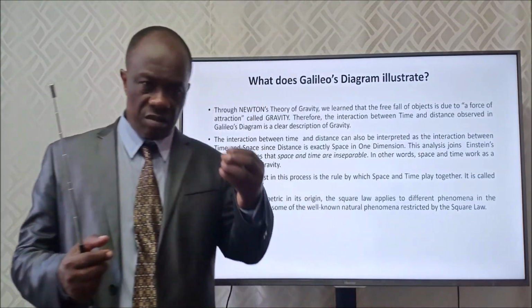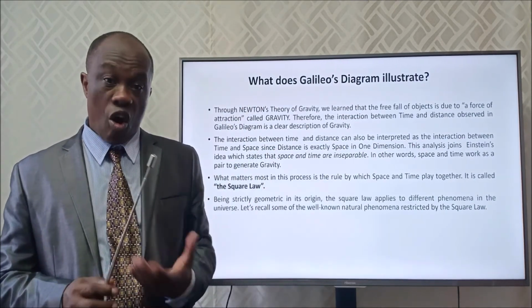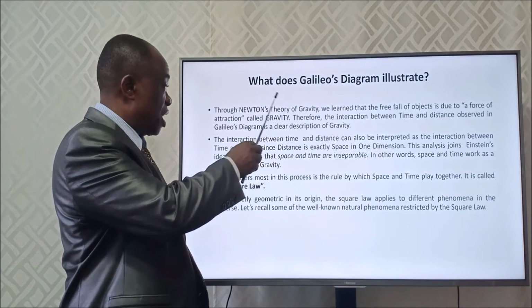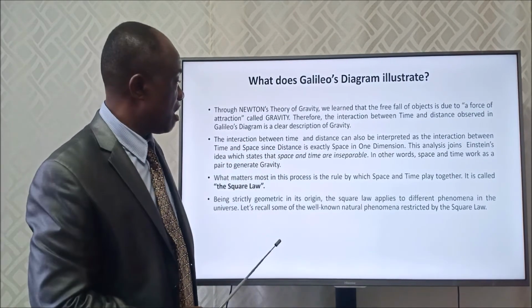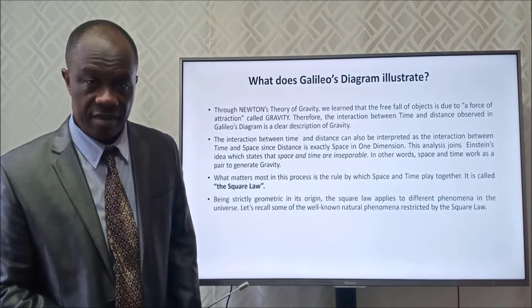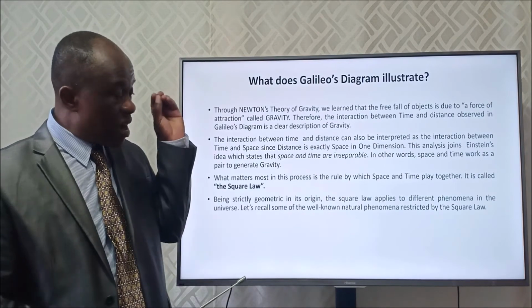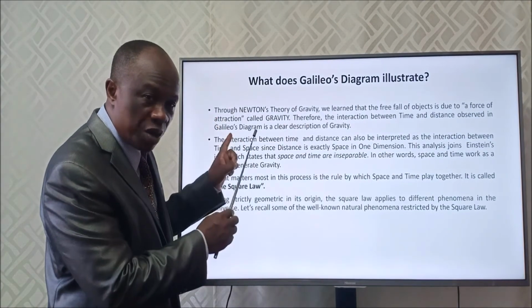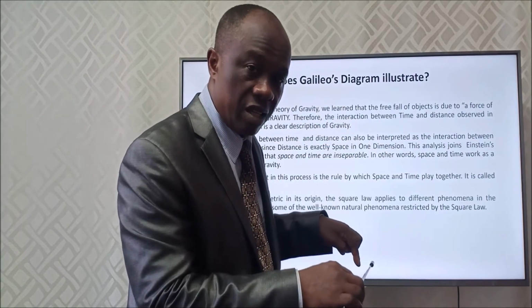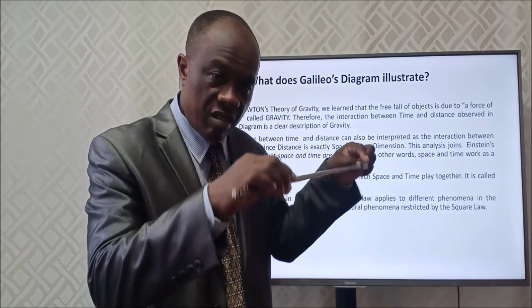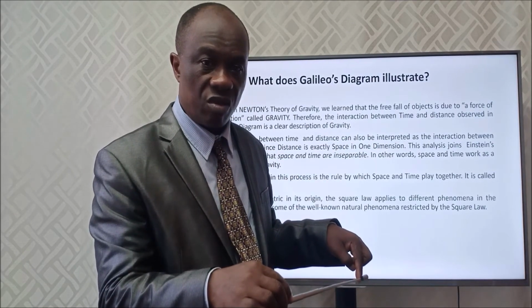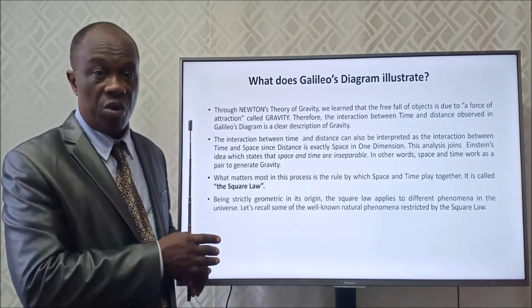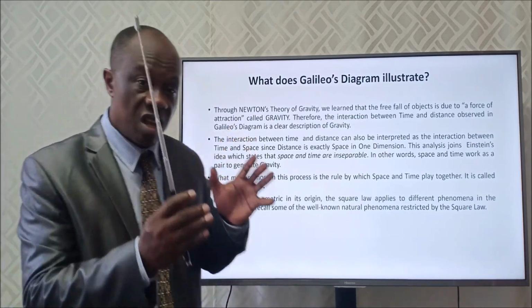We are talking about the free fall of objects. Objects fall because of a force called gravity. That was the key point of the theory of Newton, gravity. Then, what Galileo observed, the numbers that we have seen here, are all describing gravity, the motion of the object in the free fall. So, we have to understand that gravity obeys the square law. And gravity is acceleration.